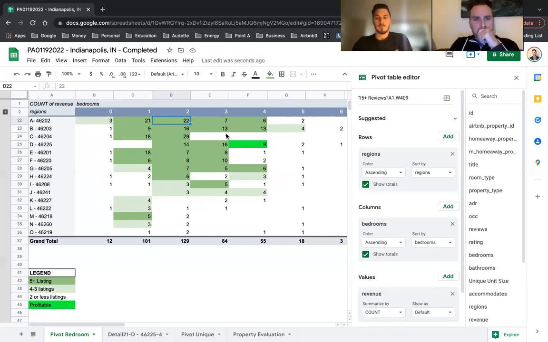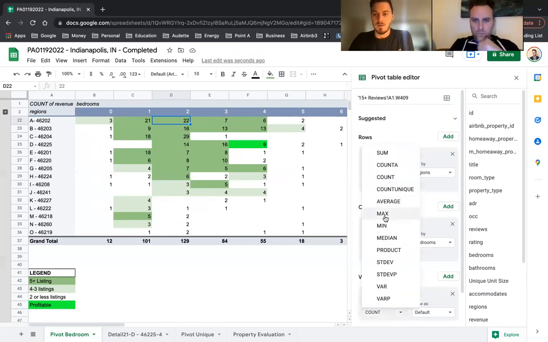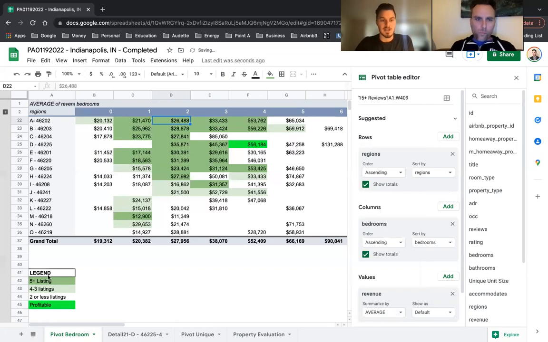So I'm going to change this back to average, and you can use the little legend down here to understand the color coding. A darker green means 5 or plus listings. Then 4 to 3 is in the lighter green, and 2 or less is not shaded. The reason I have it done that way is because with data, what matters is trends. And to have a trend, you need a lot of data, okay?